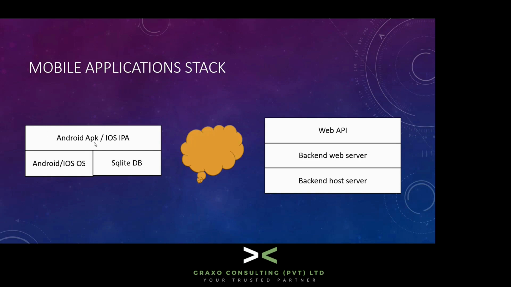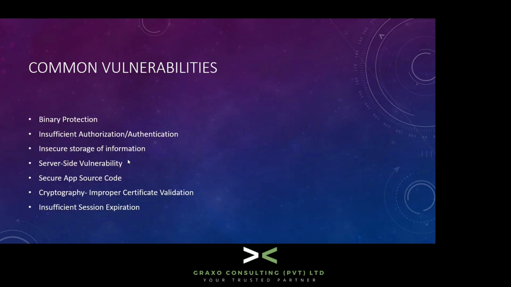So just segregate these parts. This is the APK and IPA file, which will have different types of vulnerabilities, and the web APIs have vulnerabilities just like web application vulnerabilities. So these are the common vulnerabilities in mobile application.